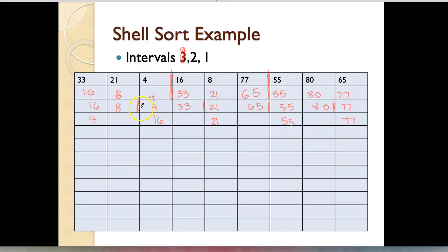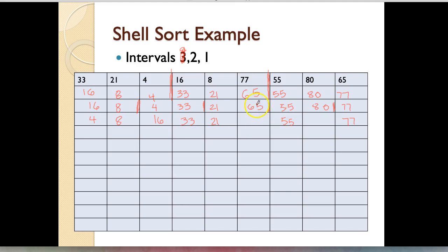Okay, now I'm going to go with the second part over here, which is the 8 and the 33. So that 8 and 33 tells me that 8 is in the right spot. Now 33 and 65, 33 is in the right spot, so 33 is the smallest one.